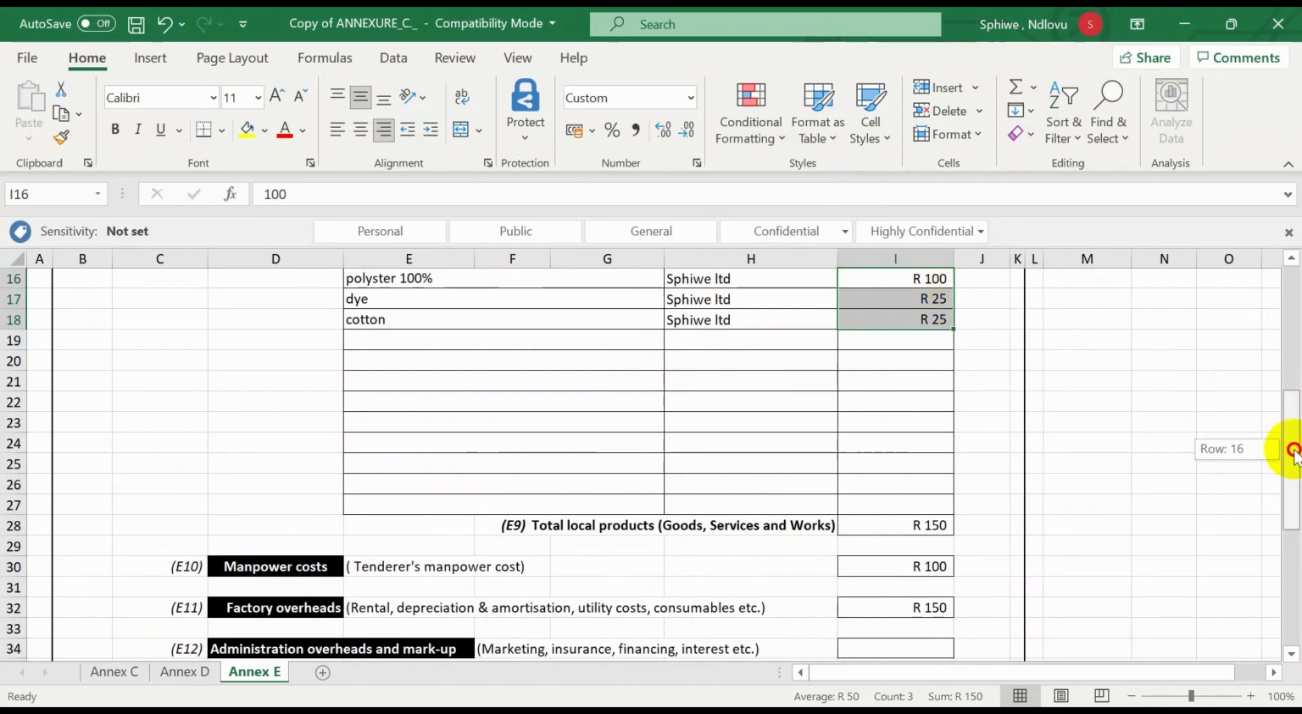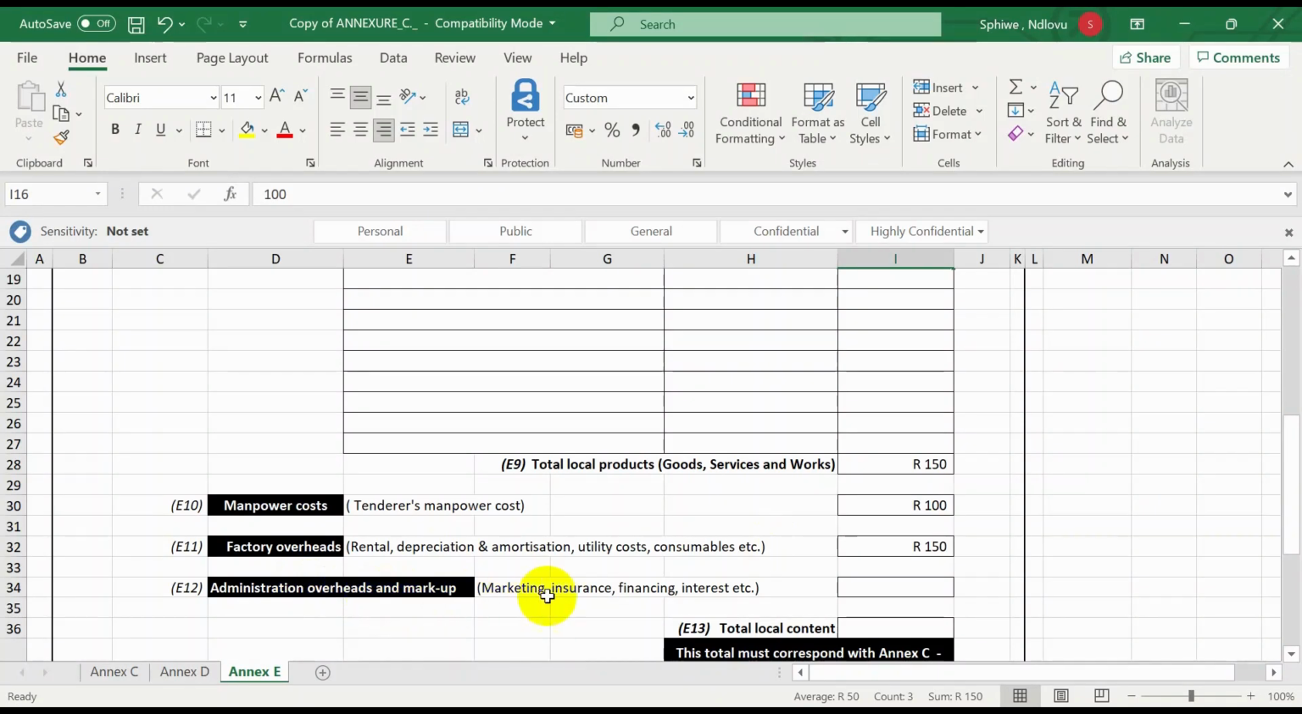However, you will note that here we have that space where you're going to put your markup. So everything else, including whatever it's going to cost you, 75 rand. So you now need to add this from here. You add from E9. So from A9, you add that, it will show you 475, and this is what you will transfer to Annexure C.